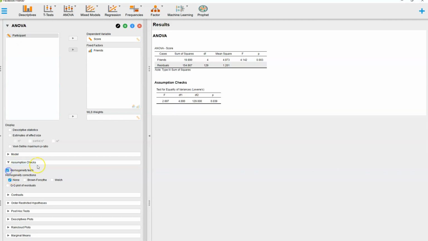The challenge with this data set is that we don't pass our assumption. We don't have homogeneity. We don't have equality of variances. Our p-value is lower than 0.05. So that basically means we have to abandon the assumption that we have equality of variances.